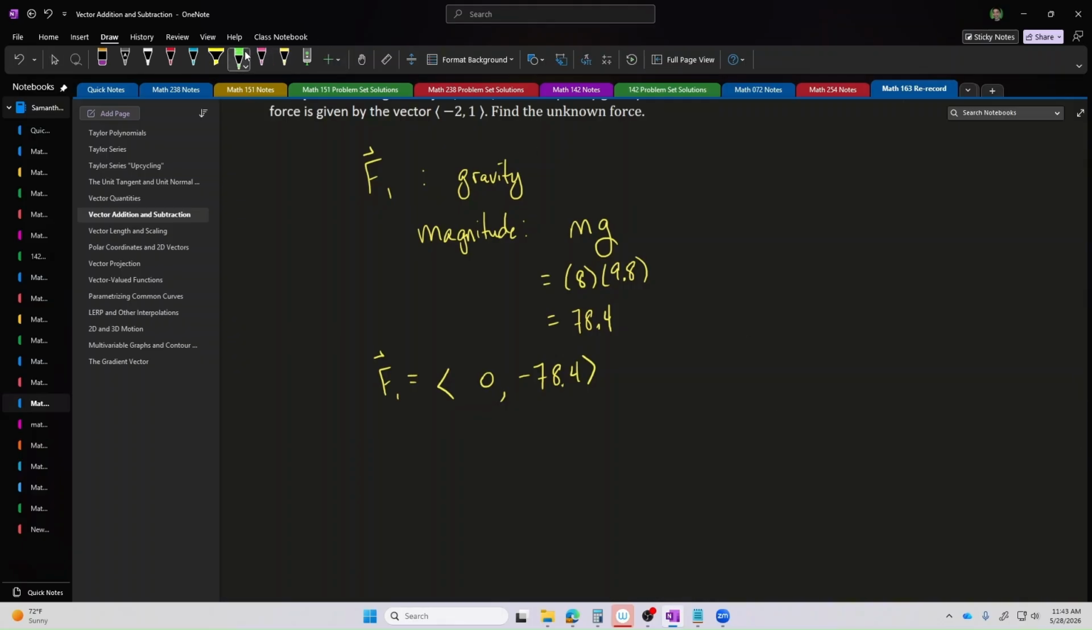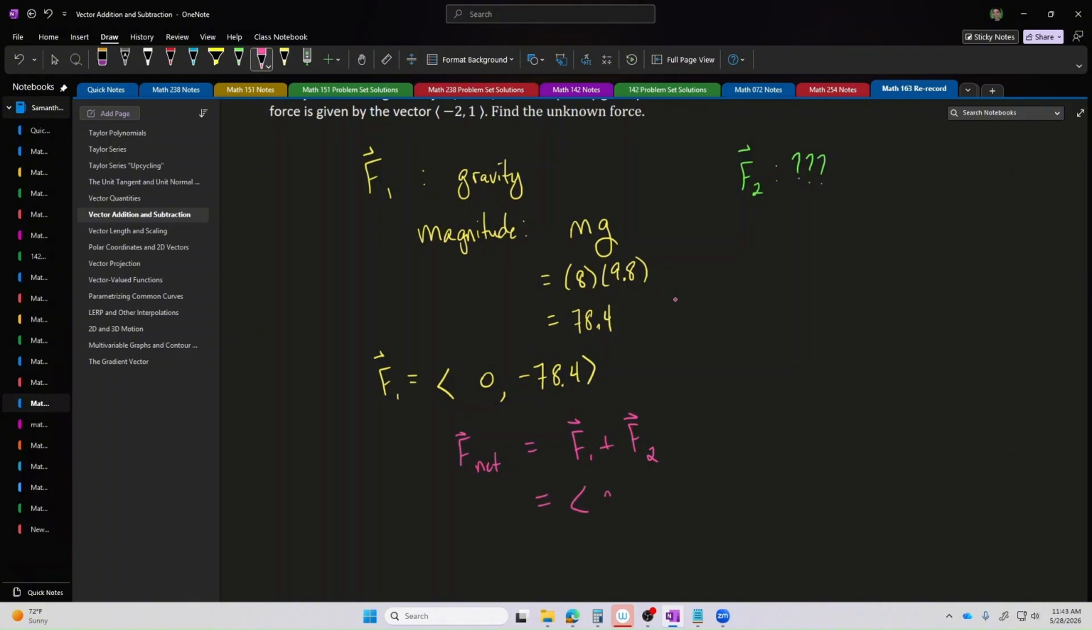Now, meanwhile, we have this other mystery force that we don't know yet, this other mystery force that we're trying to calculate. But if we did know that force, we could calculate the net force by adding these two together. The net force would be equal to the sum of the force of gravity and the other mystery force.